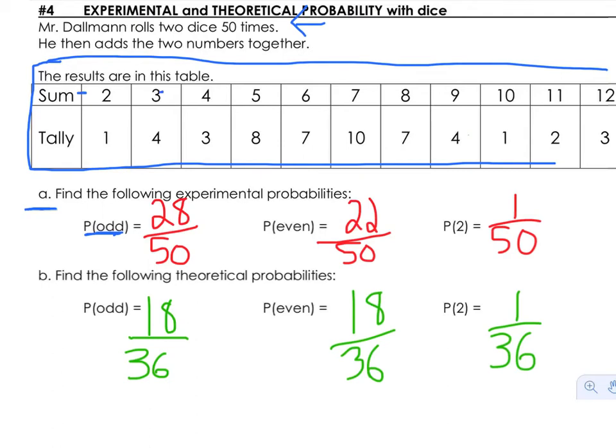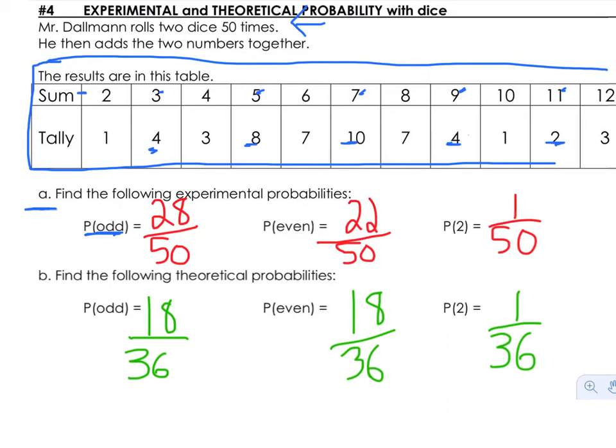Well, I'm going to look for every time that he got an odd. So the numbers 3, 5, 7, 9, and 11. Well, I see 4, 8, 10, 4, and 2. All of those times are odd numbers, so I'm going to add them together, and once I do, I'm going to end up with 28. So 28 out of the 50 times Mr. Dahlman got an odd.